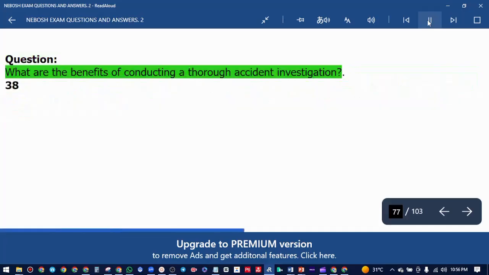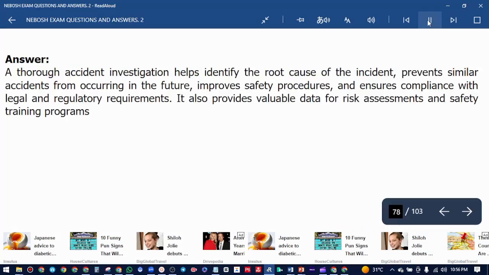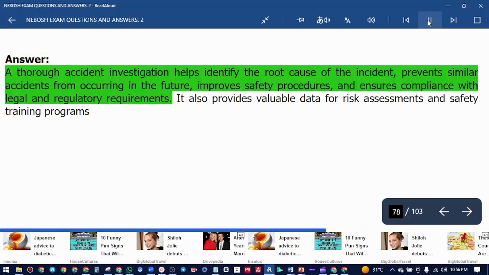Question. What are the benefits of conducting a thorough accident investigation? 38. Answer. A thorough accident investigation helps identify the root cause of the incident, prevents similar accidents from occurring in the future, improves safety procedures, and ensures compliance with legal and regulatory requirements.